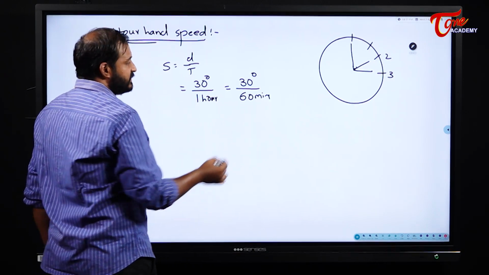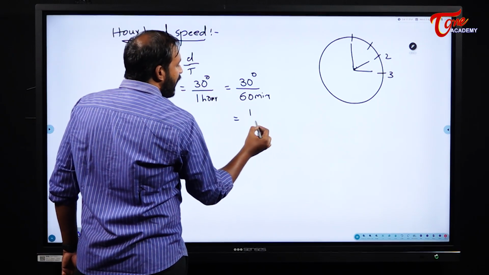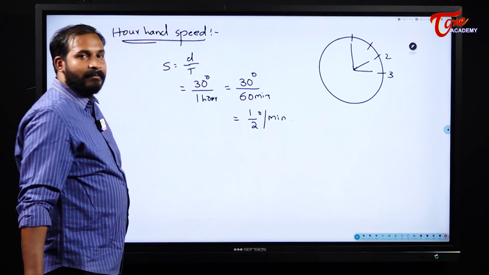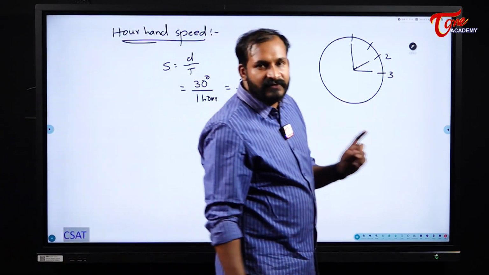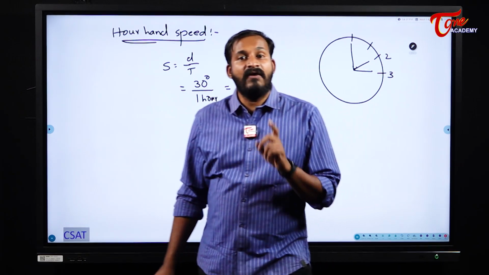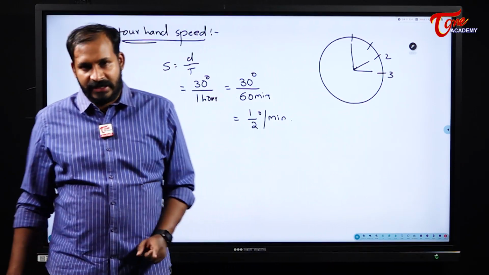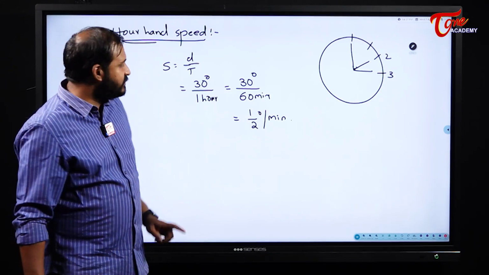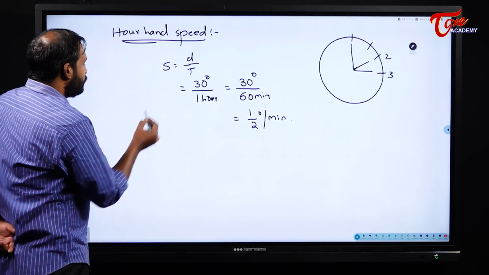30 degrees by 60 minutes. From this what does it become? Half degree per minute. That means my hour hand will cover what distance for every 1 minute? My hour hand will cover half degree for every 1 minute. Understood? Okay, good, super.